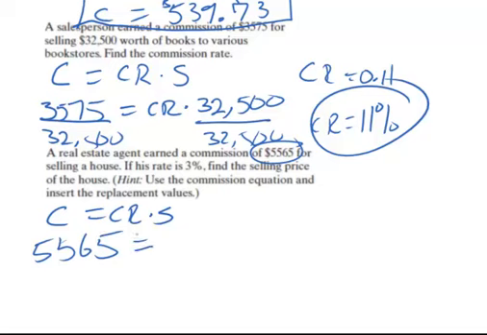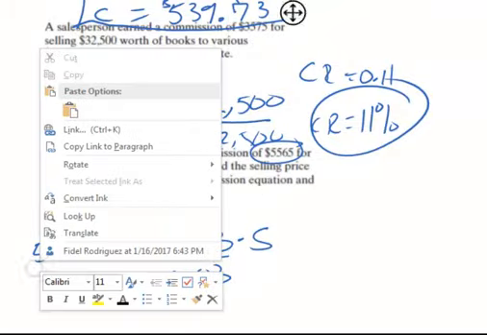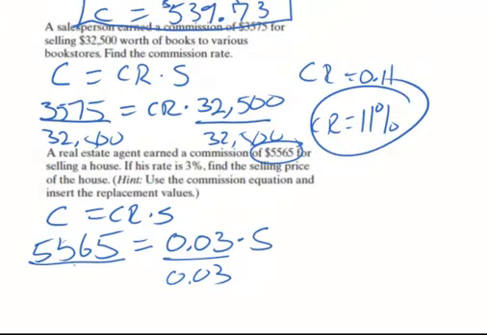$5,565. His commission rate is 3%, 0.03 times, we don't know how much that house sold for, that's what we're trying to find. So I need to get rid of my 0.03. I can do that by dividing. So I'm going to take my calculator, 5565 divided by 0.03, and that house sold for $185,500.